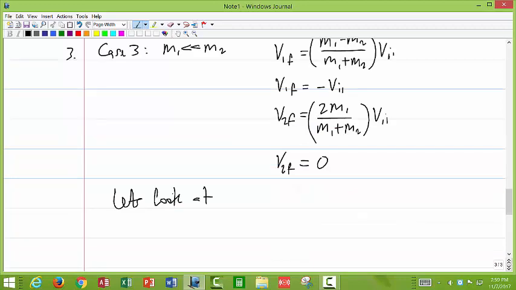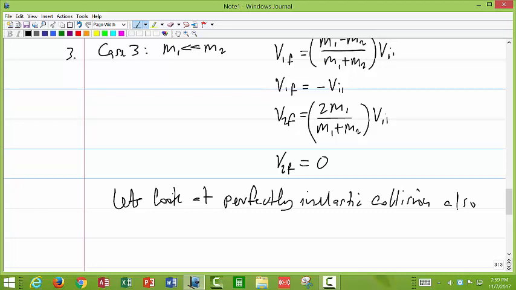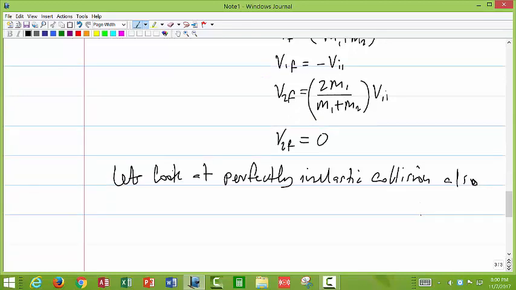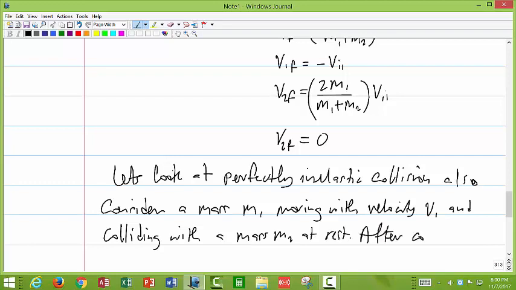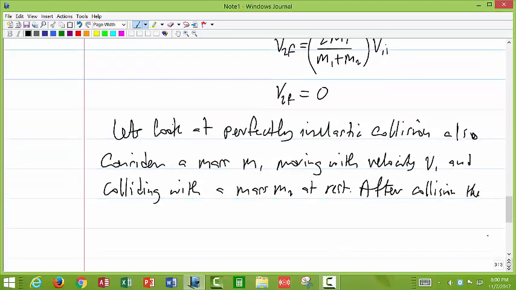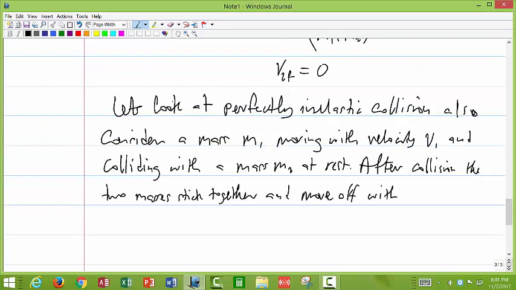Let's look at perfectly inelastic collision also. So the difference between elastic and inelastic is that in the inelastic case, energy is not conserved. So consider a mass m1 moving with velocity v1 and colliding with a mass m2 at rest. After collision, the two masses stick together and move off with velocity v final.